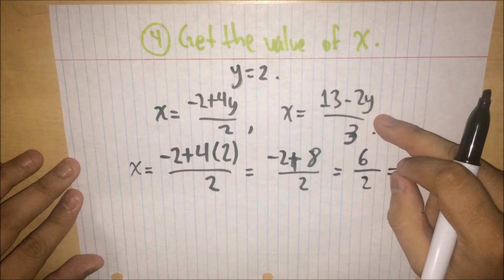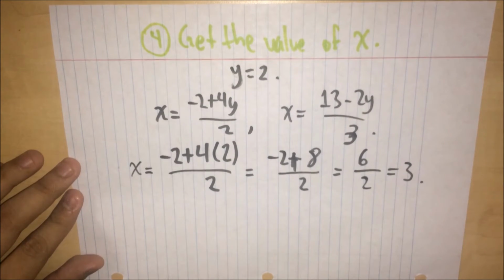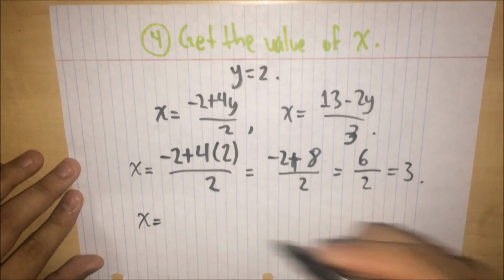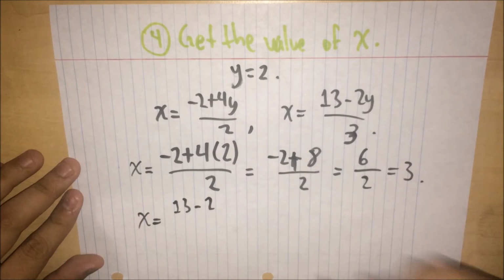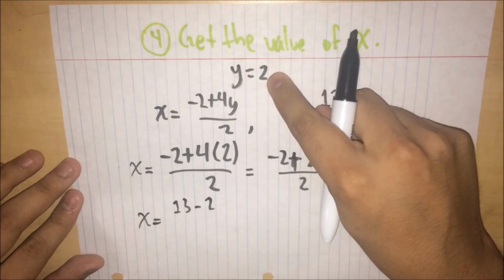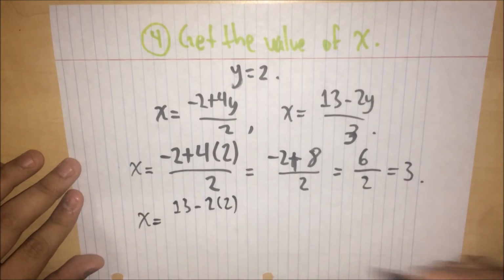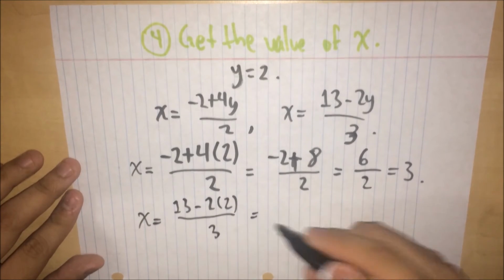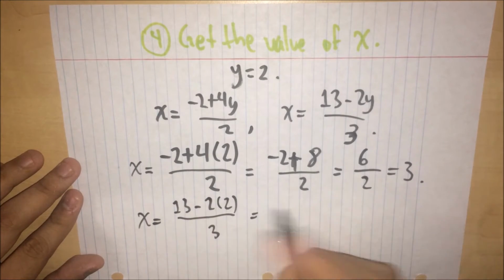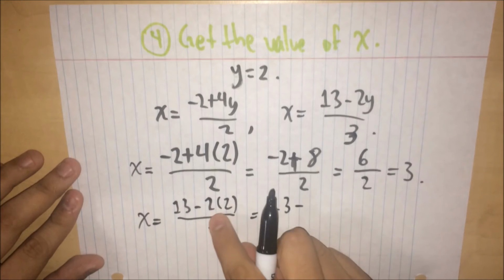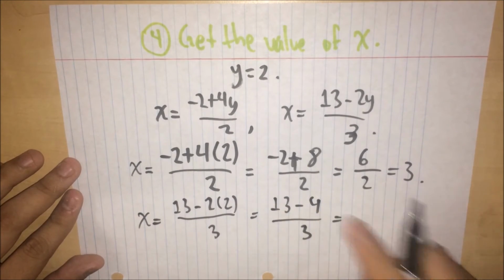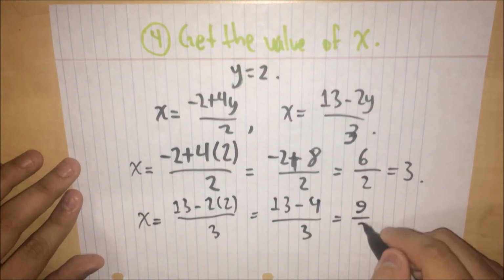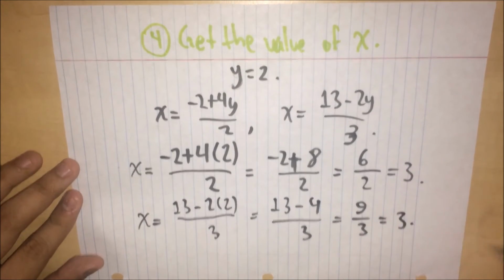If we use the second equation, we should get the same. Okay, let's check it. x is equal to 13 minus 2 times y, but we already know that y is 2, so we're going to put that 2 here, over 3. So we are going to solve this. 13 minus 2 times 2, which is 4, over 3. 13 minus 4 is 9, over 3, and 9 over 3 is 3.